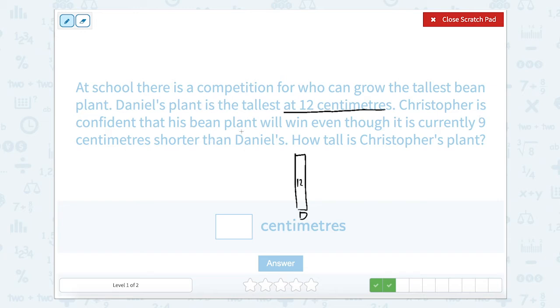Now we know that Christopher is confident that his plant will win even though it's currently 9 centimeters shorter. So if we go 9 centimeters shorter, this will be the 9. Then the rest of it has to add up to what Daniel's plant is. So this little piece right here is going to be C for Christopher. Then we would take our 12 centimeters and subtract our 9 centimeters to figure out how tall Christopher's plant is, which means that Christopher's plant is 3 centimeters tall.